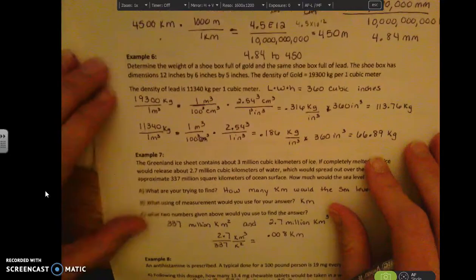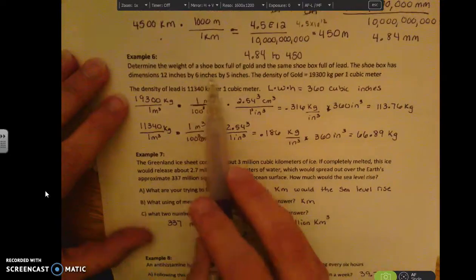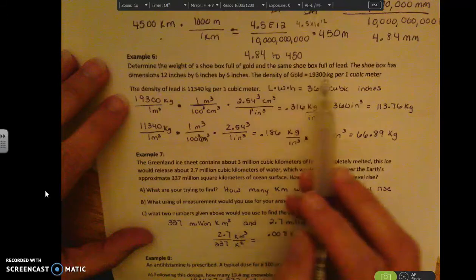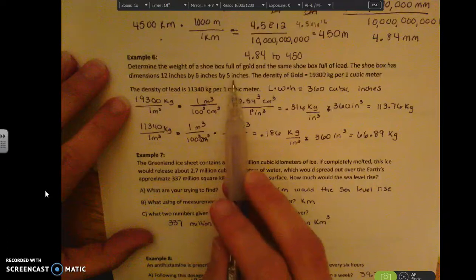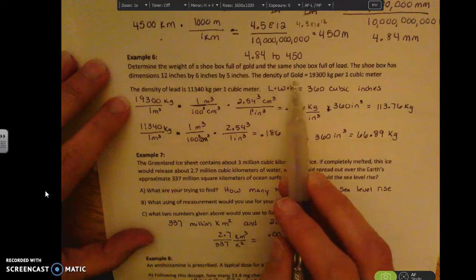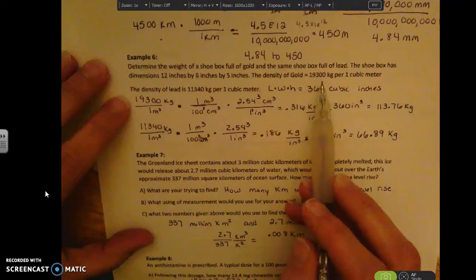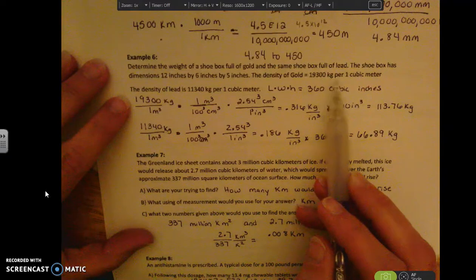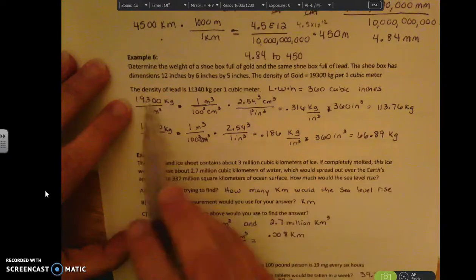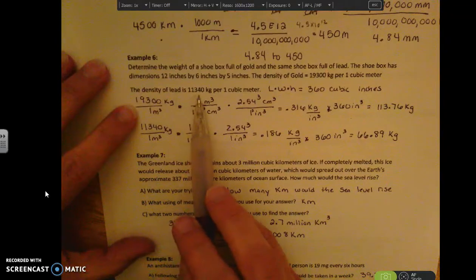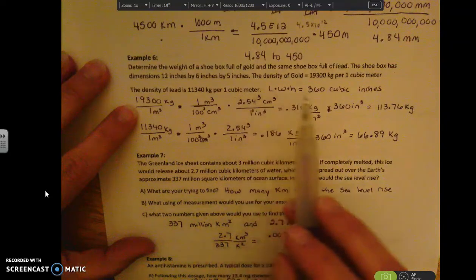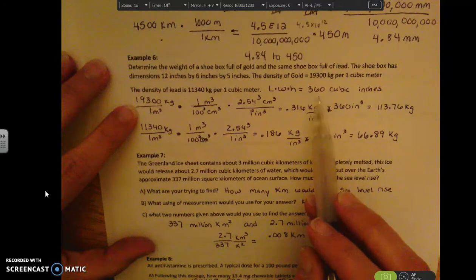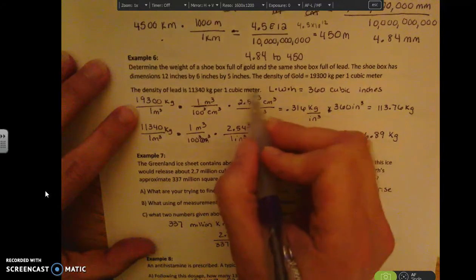All right, our next one. Determine the weight of a shoebox full of gold and the same shoebox full of lead. The shoebox has dimensions 12 inches by 6 inches by 5 inches. The density of gold is 19,300 kilograms per 1 cubic meter, and the density of lead is 11,340 kilograms per 1 cubic meter. So the first thing I have to do is convert, and this is supposed to be cubic inches, I'm sorry.